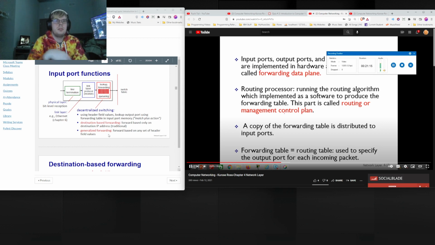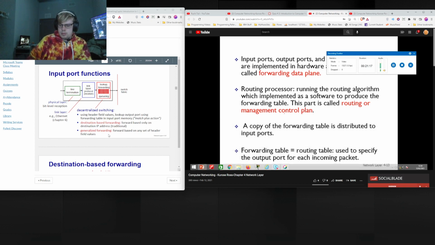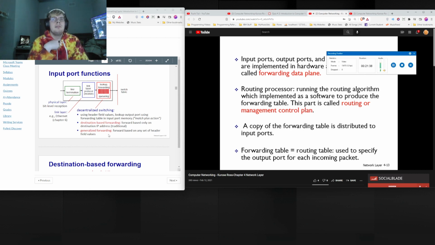Called the routing or the management control plane. So it is executing the routing protocol, it maintains the routing information and forwarding table, and performs network management functions within the router. So the processor is again the heart of the routing processor. A copy of the forwarding table is distributed to the input port, which is also done by the routing processor. Forwarding table is nothing but a routing table.